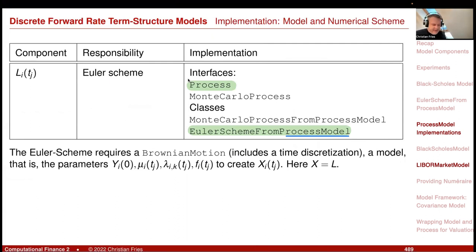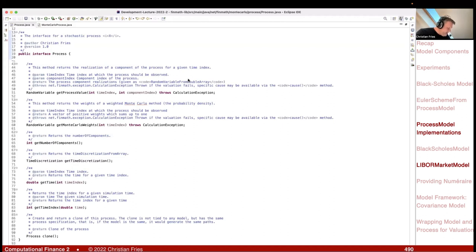So going back to our script, that was the Euler scheme. The Euler scheme, our process, takes the process model as an input, but the interface just provides a single value. It provides our stochastic process, the time discrete stochastic process X_i at a certain time t_j. This is the time index j. This is the component of my vector X_i. So this X_i could be, for example, X_0, the stock in a Black-Scholes model, or X_i is a forward rate in an interest rate model. So this process generates different such time discrete SDEs depending on which model we put in.